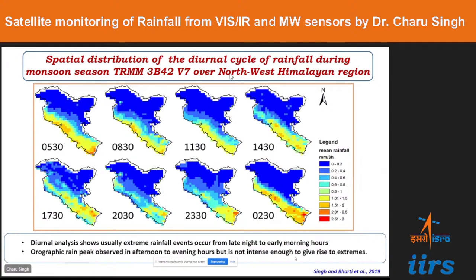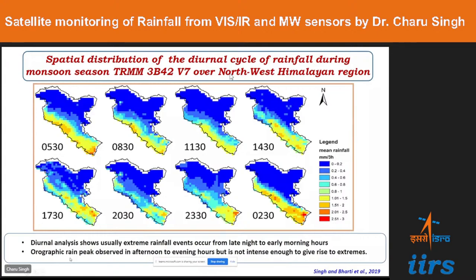Here the diurnal variability has been analyzed for every 3 hours for a long-term data set from the TRMM satellite. It has been noted from this analysis that usually extreme rainfall events occur from late night to early morning hours, because you can compare the intensity shown here in the color bar. During the late night to early morning hours, there are various red colors that you can relate with the color bar. So extreme rainfall events occur from late night to early morning based on this diurnal variability. So there is a selection of the temporal period for the occurrences of extreme rainfall events.